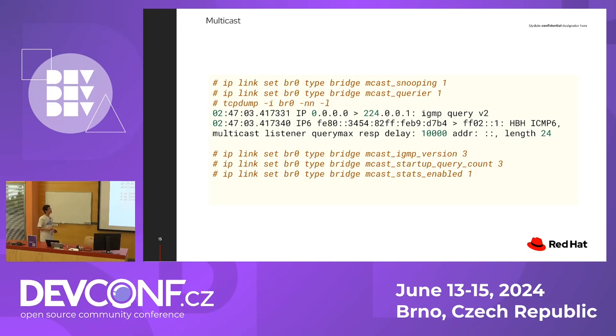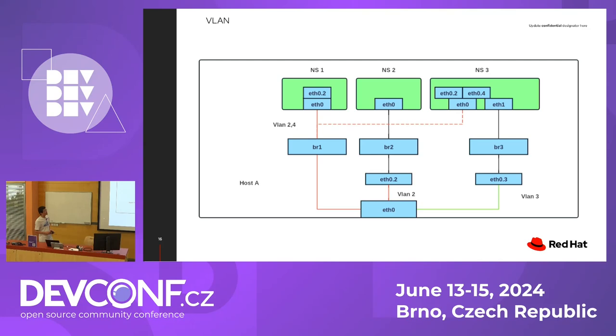You can change it yourself. For example, you can set IGMP version 3. And there are some other IGMP parameters defined in the RFC that the bridge supports. You can set them yourself. Good. Okay, another feature is VLAN filtering.